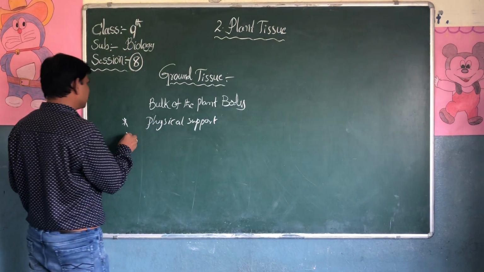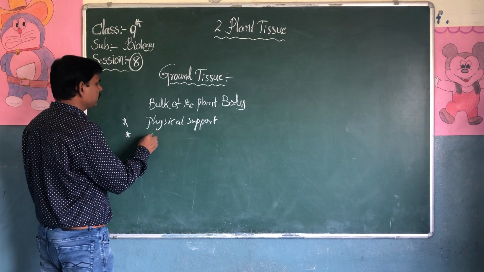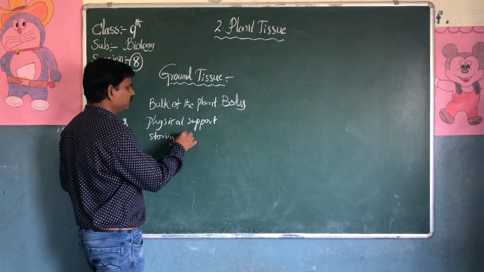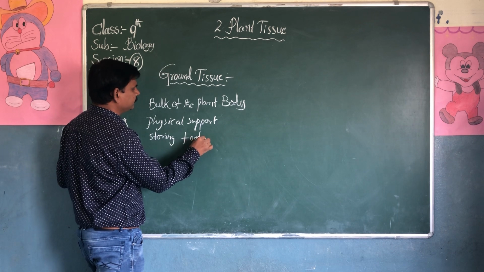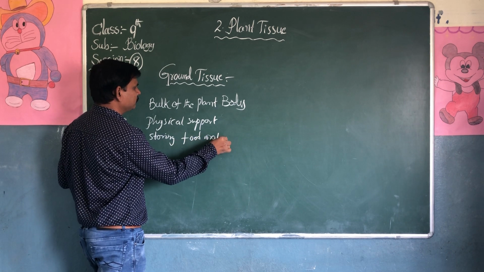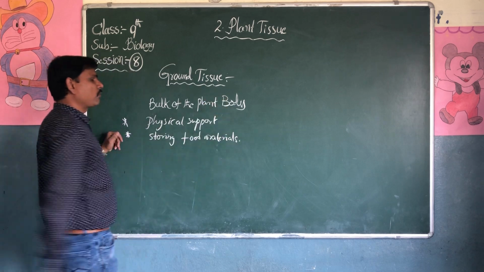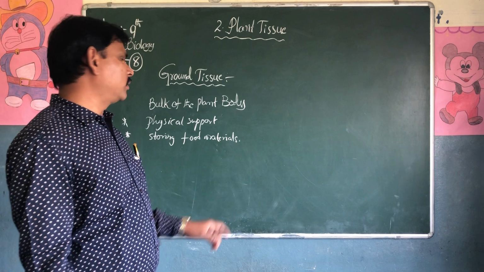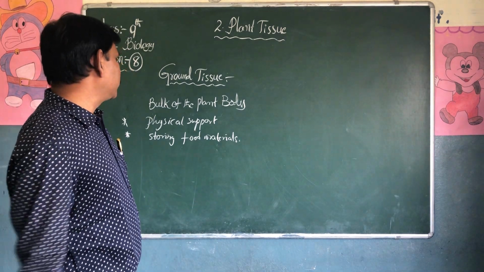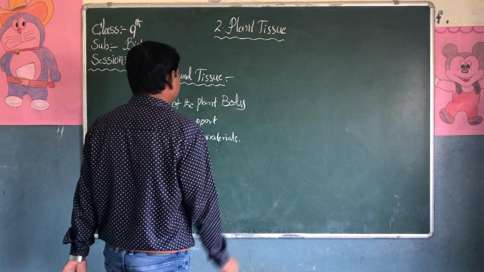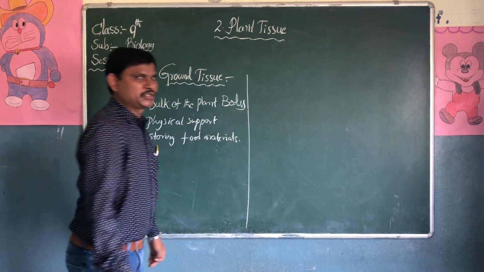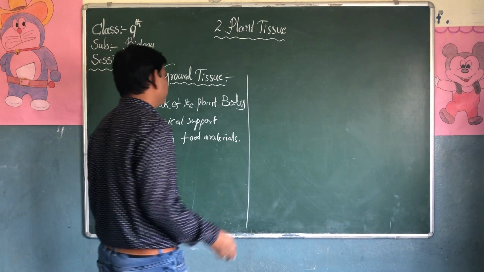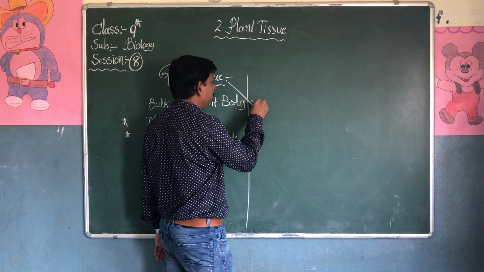This ground tissue also stores food materials. These are the uses of the ground tissue. In the ground tissue there are three different types of tissues. How many? Three. What are they?